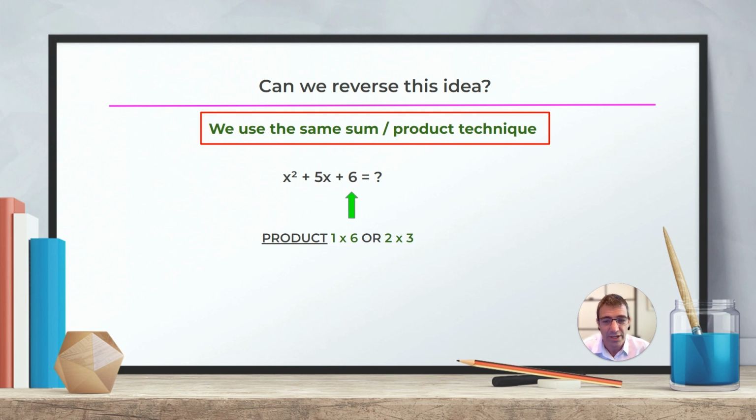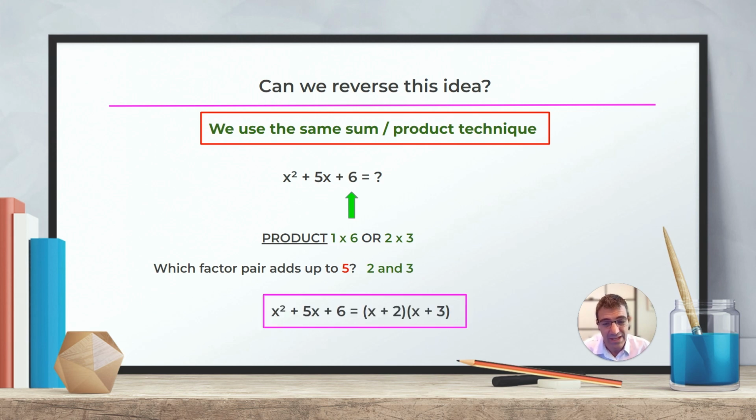So here we're going to look at 1 and 6. And if we add 1 to 6, we get 7. That's not really what we want. However, if we add 2 and 3, we get 5. And that's pretty cool, because that's exactly what we want in the middle. So this is x squared plus 5x plus 6. And so we're going to choose 2 and 3 as our factor pair that adds up to 5. And so our factorization looks a little bit like this: x plus 2 multiplied by x plus 3.